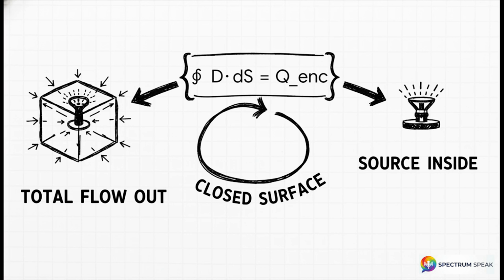This equation is the integral form of Gauss's law. See that little circle on the integral sign? It just means we're adding up all the flux over a completely closed surface, our sealed box. The left side is the total flow coming out, and the right side is the source that's stuck inside. It's the same simple idea, just written in the language of calculus.